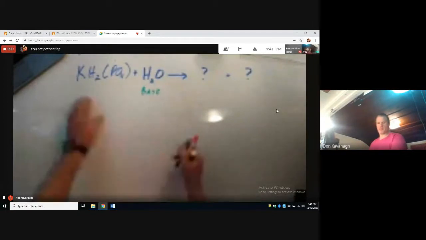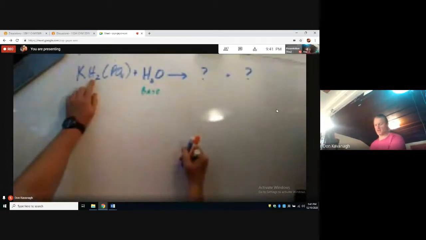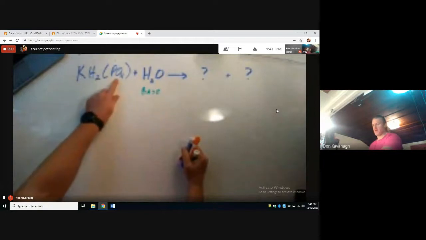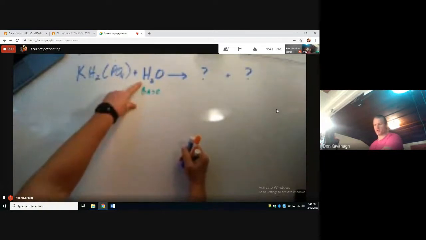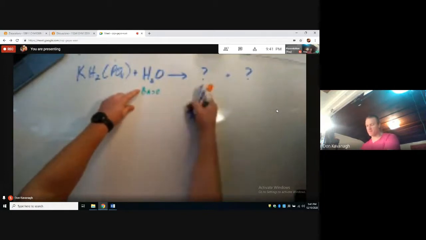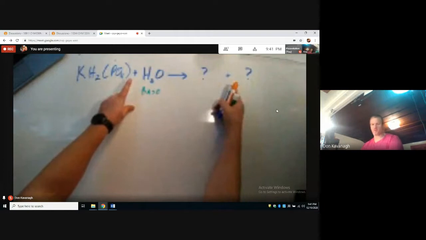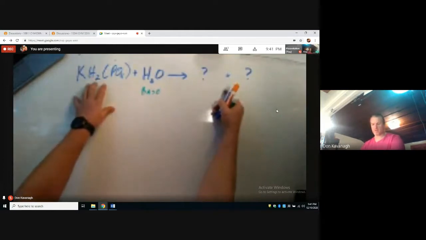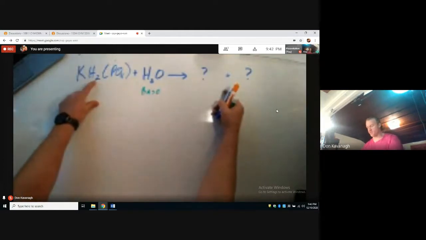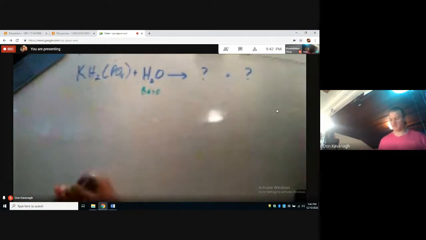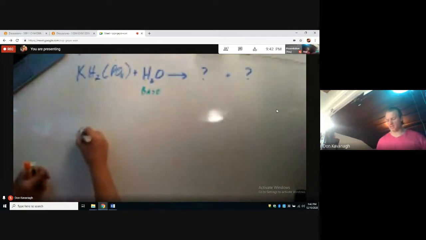This is potassium dihydrogen phosphate reacting with water, and water is going to act as a base. And we are asked to write the balanced chemical reaction, or the two products here. Okay? I want to first draw a picture of potassium dihydrogen phosphate, a cartoon atomic image.